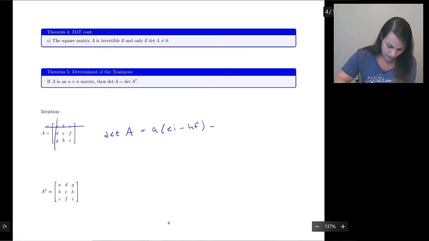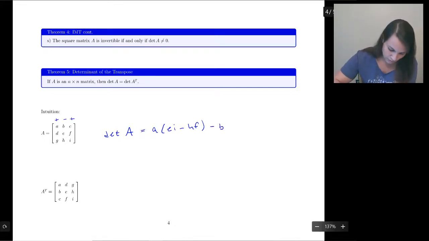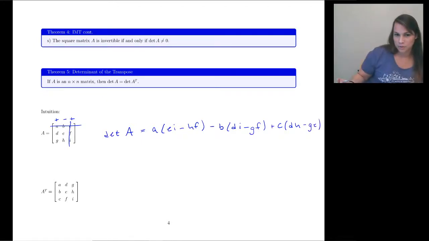And then, also remember the plus minus plus, the checkerboard. Next we have minus B. We cross out his stuff, and then DI minus GF. And then we have C times DH minus GE. Okay, so what about if we do the transpose now?